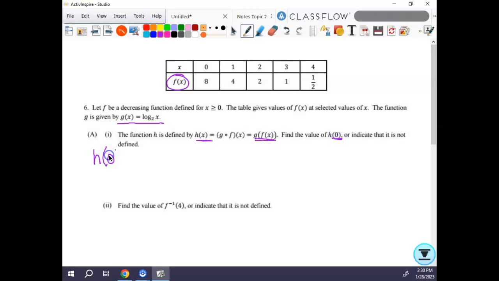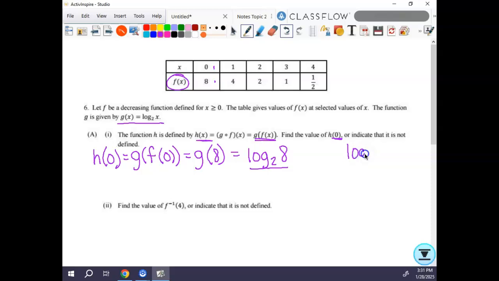So h of 0 is equal to g of f of 0. Okay, so f of 0 is 8. So this gives me g of 8. Once I substitute that in there, that is equal to log base 2 of x. Oh, duh, of 8, because that's my x value of 8. Now, I want to figure out what that is, okay? I can say log base 2 of 8.